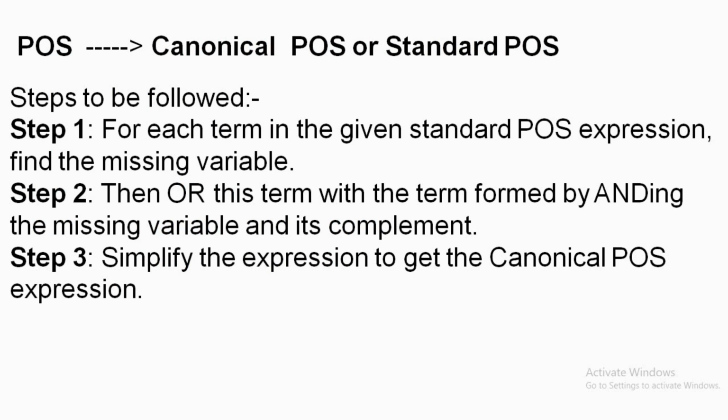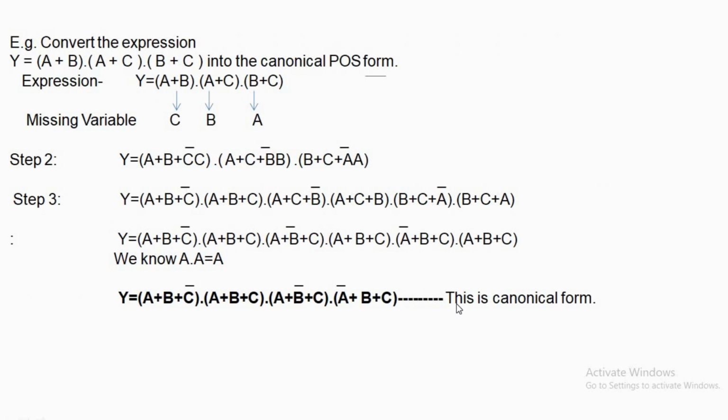Now next is POS to standard POS. Same procedure is there. First step, find out the missing terms or missing variables in each term. Then second step, there is some change. You have to OR this term with the term formed by ANDing the missing variable and its complement. And last step is simplify the expression to get canonical POS form.